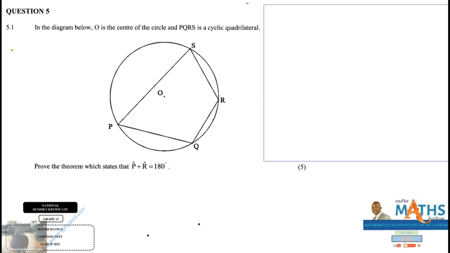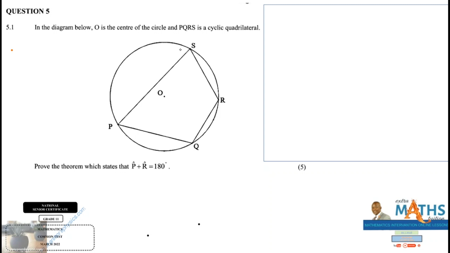Right, grade 11 and grade 12. As I promised, I will only prove this theorem under the cyclic quad because this is the one that should be examinable. Now, this is question 5.1, which was adopted from grade 11 2022.